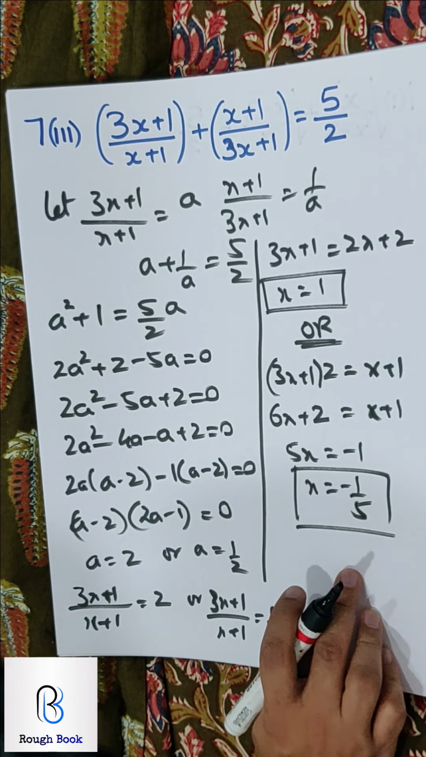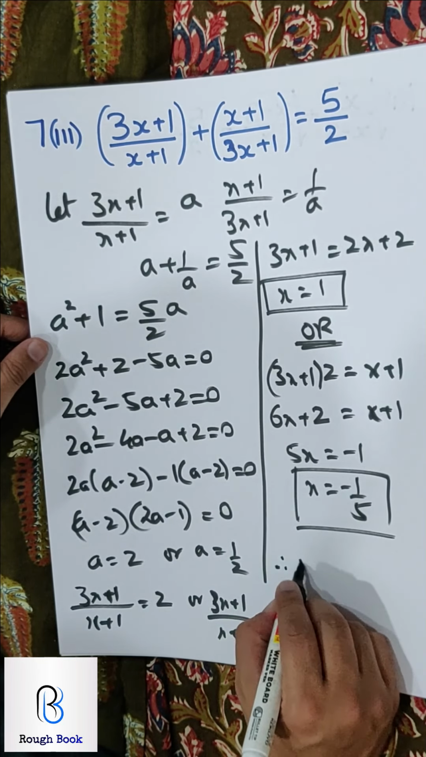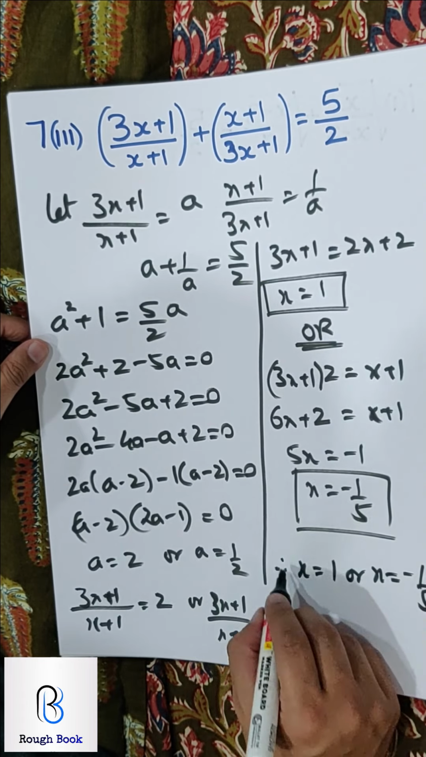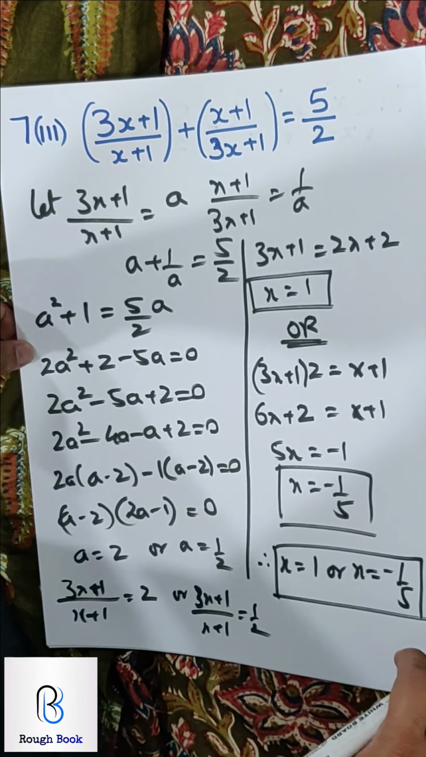How many of you got the same answer? I doubted if this is correct, but it is. So my final answer, therefore, is x equal to 1 or x equal to negative 1 by 5. If you're getting the same answer, you're doing a good job, guys.